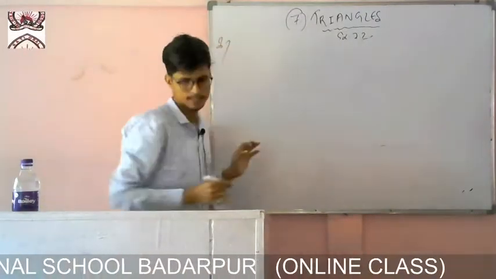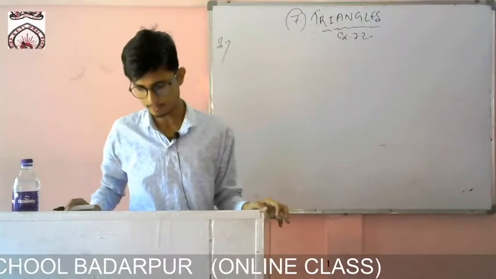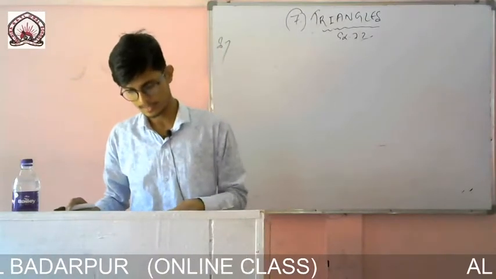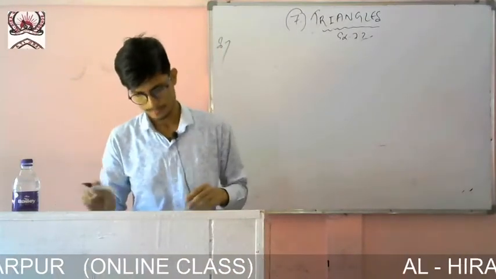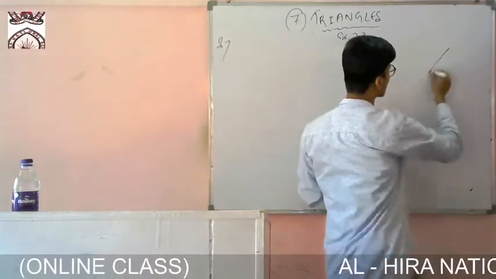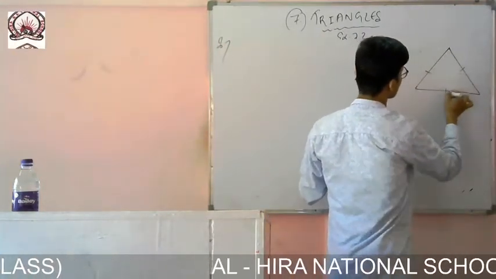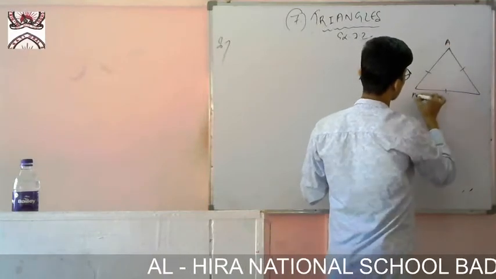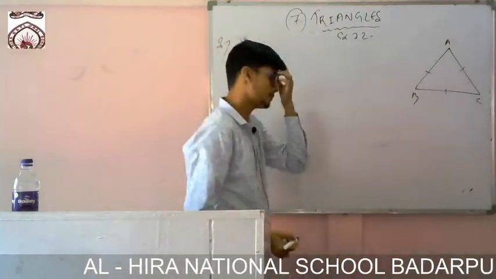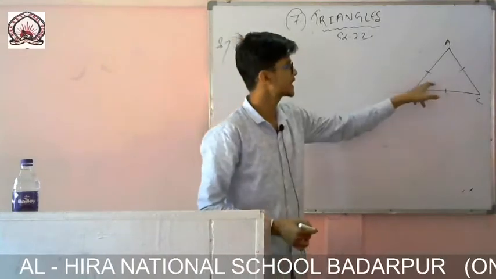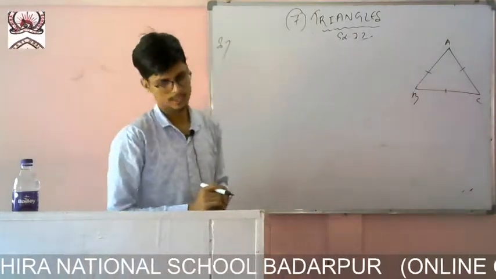Question number 8, it is given, show that the angles of an equilateral triangle are 60 degrees each. Important question. Okay, you have to show that in an equilateral triangle each angle measures 60 degrees. So that means all the sides are equal, and I have to prove now that each angle will be equal to 60 degrees.